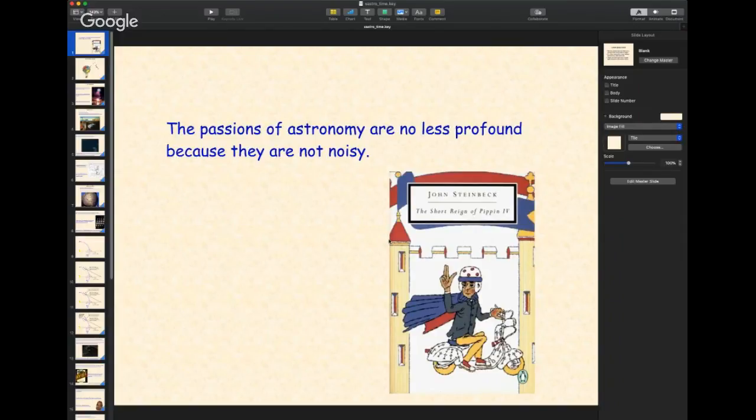The passions of astronomy are no less profound because they are not noisy. Noisy referring to the political climate in France at the time of the book. He has a short reign because the powers that be decide, not too long after he's made king, that they no longer need him to be king. And so he is de-kinged, and he can go back to his enjoyment of astronomy as a commoner. It's a great read. Check it out.